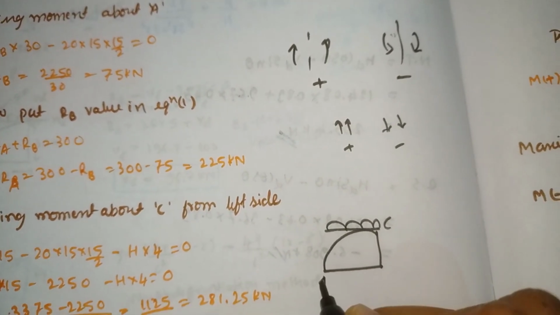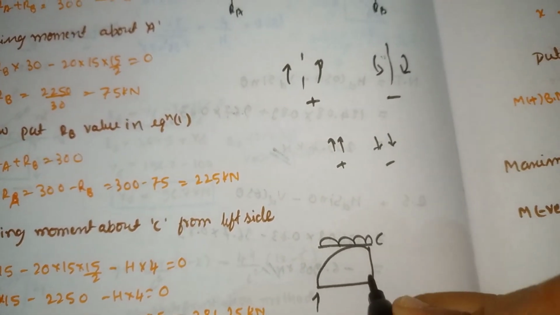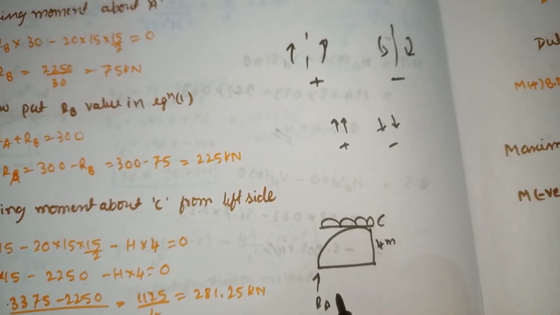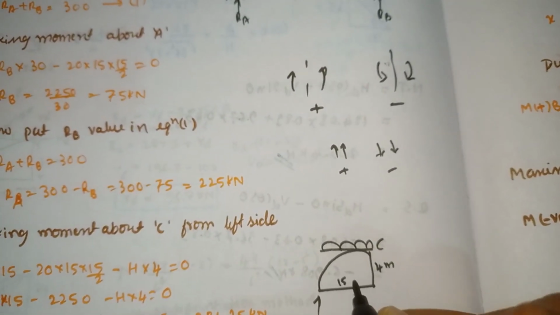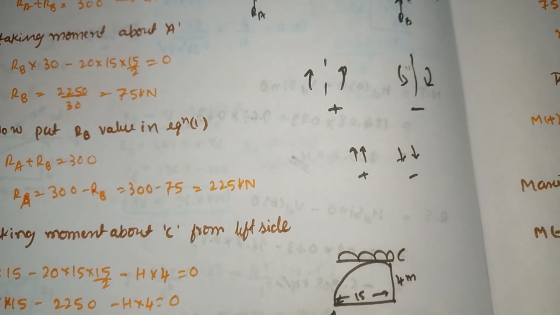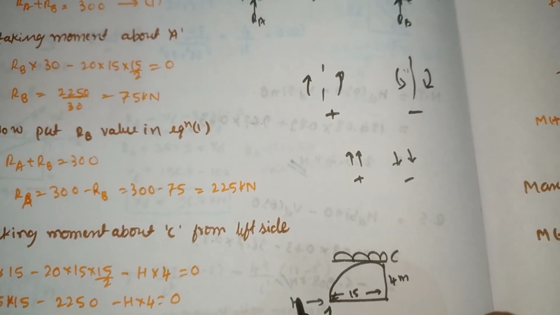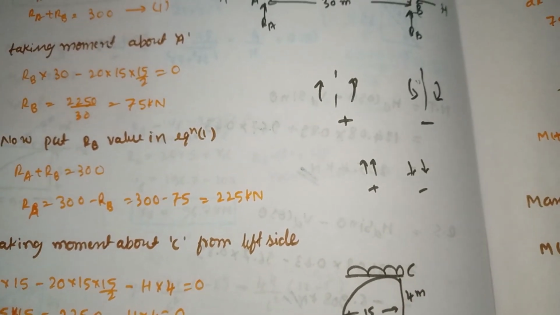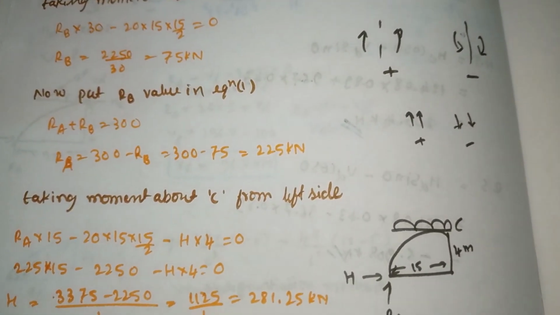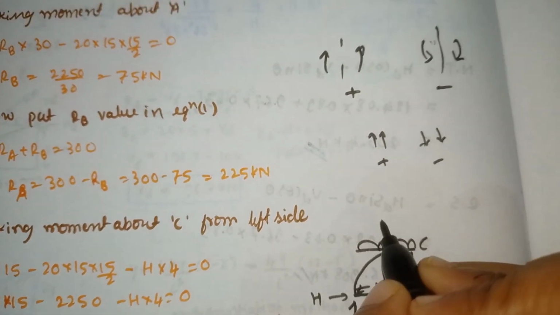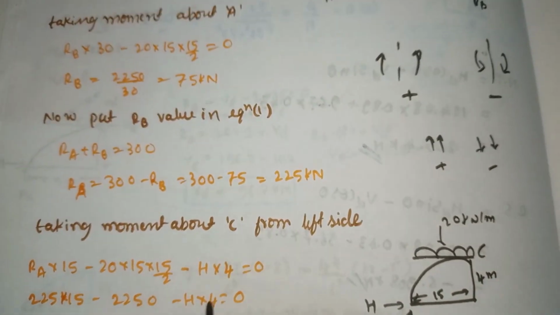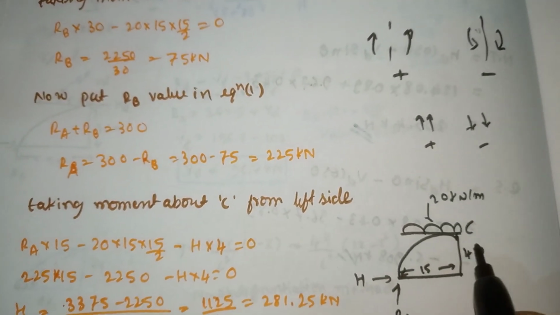This is C, this is RA. So this is the rise, 4 meter. From here to here is 15. This is point C. Here is H, the horizontal thrust. So now what we have to do is, with the 20 kilonewton per meter load, take moment about C.